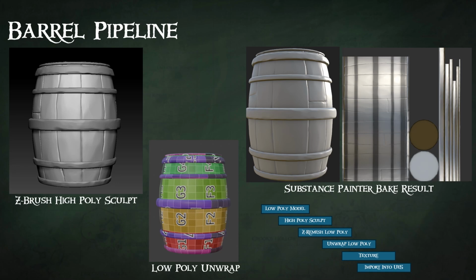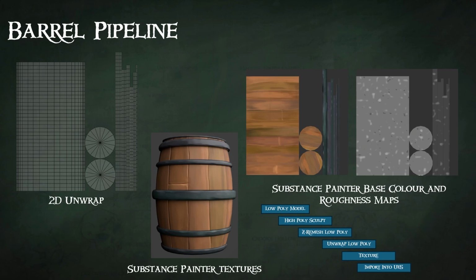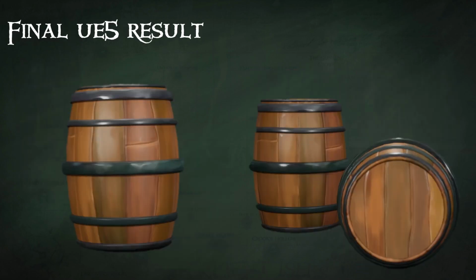This would then be used as a base for the bake detail of the high poly mesh inside of Substance Painter. Before baking could begin though, I had to unwrap the low poly barrel inside of Blender so that the bake would be clean and no issues would arise. You can see that here. After all that is done, the final product looks something like this.